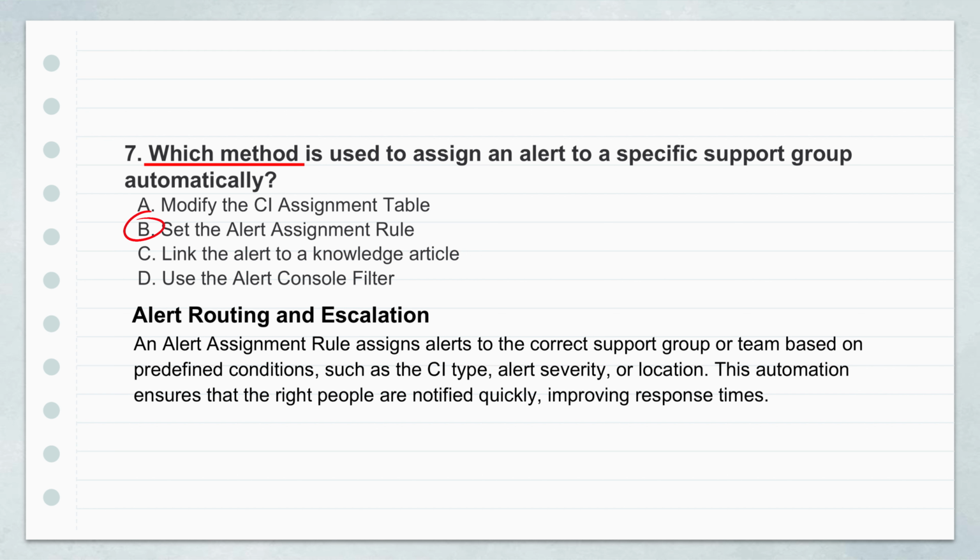Or if it's severity 1 and impacts the trading application, assign it to the Tier 3 apps team. So it cuts out the middleman. No one has to manually look at the alert and decide who gets it. Right. It bypasses that manual triage step.